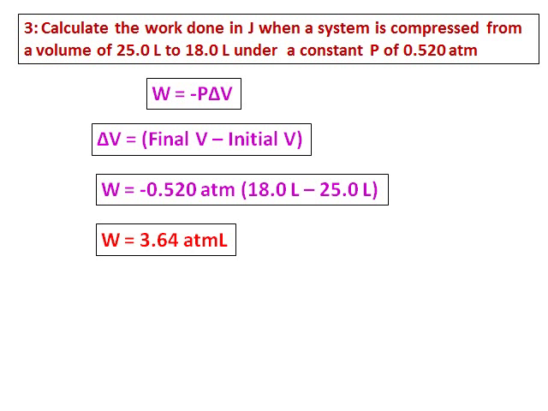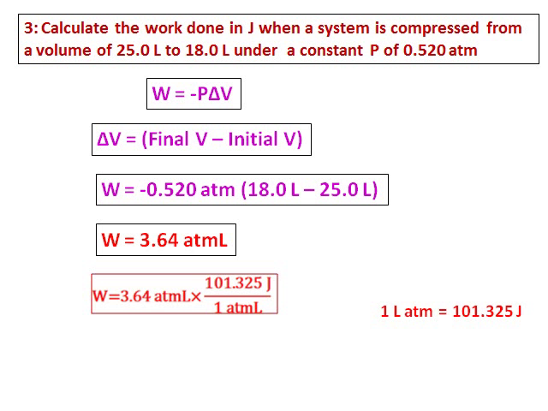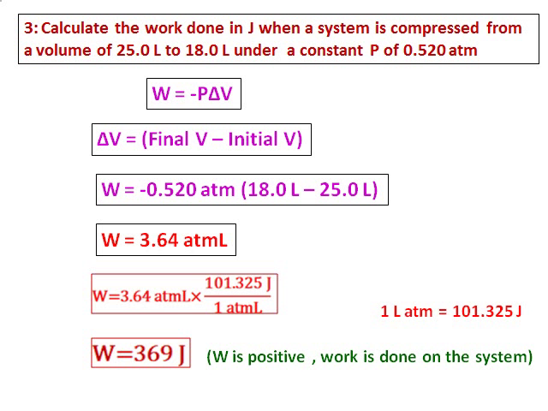They have asked you to report the answer in joules. So the conversion factor is 1 liter atmosphere is equal to 101.325 joules. Use that and convert the work done into joules. And you can see that since the value of W is positive, work is done on the system.